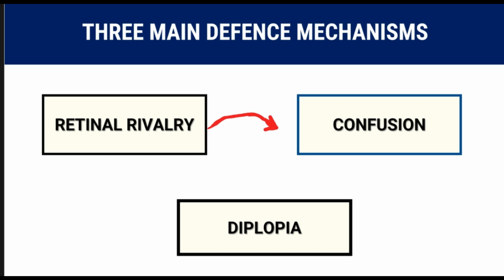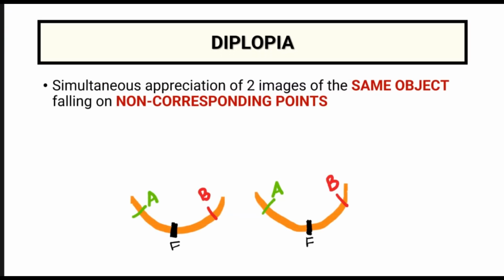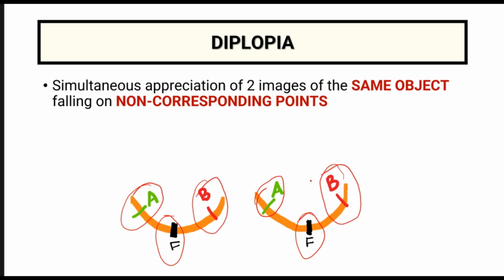The next sensory adaptation that occurs is diplopia. This is pretty common compared to confusion. So what exactly happens in diplopia? Before that, let us revise. The foveae of the two eyes correspond to each other, and the points present on the temporal part of one retina correspond to the points located on the nasal part of the other retina. The points located on the nasal part of one retina correspond to the points located on the temporal half of the other retina.